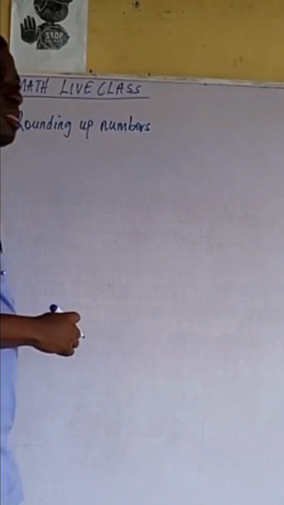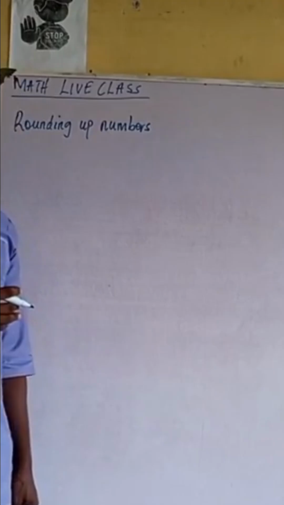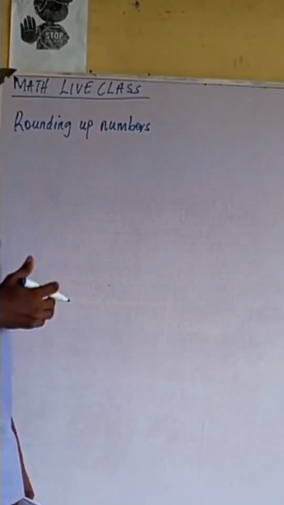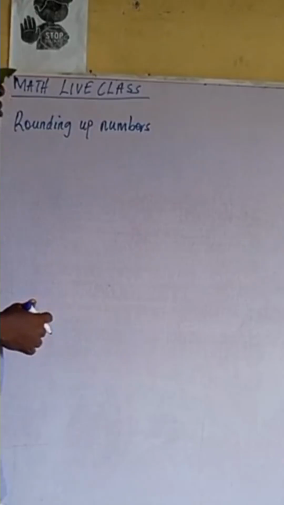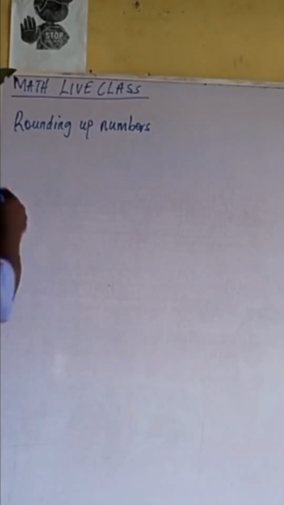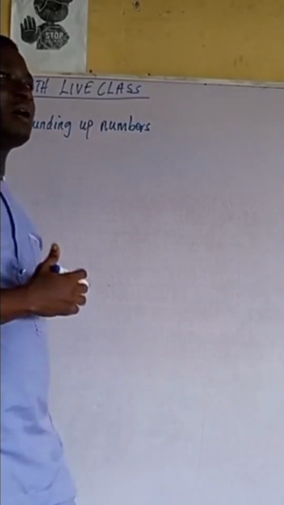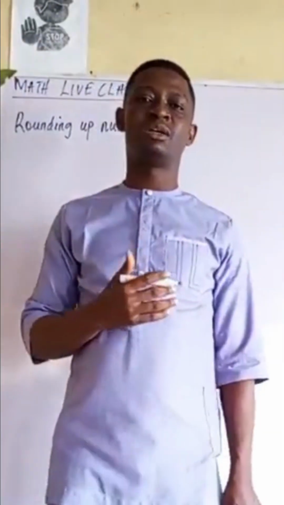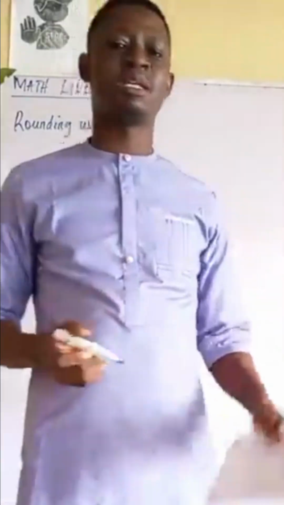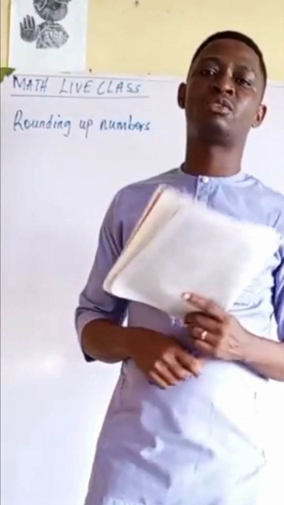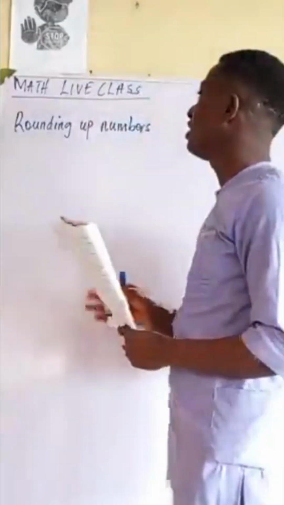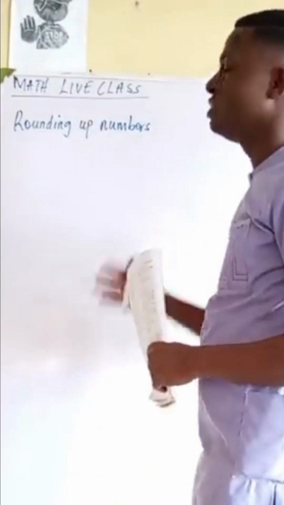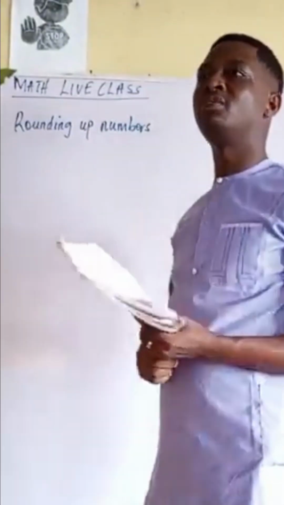Rounding up numbers. Can you round up numbers to the nearest tens, 100 and 1000? Now, for example, let's start with the nearest tens. How do you round up numbers to the nearest tens? Now, to round up numbers to the nearest tens, the first thing you do is consider the unit digit. You consider the unit digit.